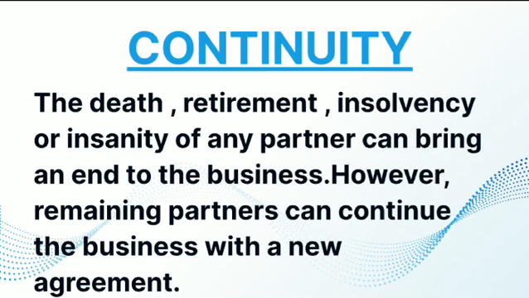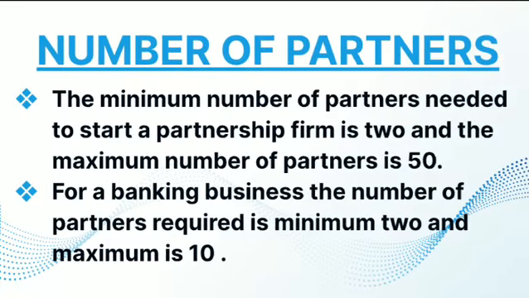But however, they can continue. The remaining partners can continue the business with another new agreement. They cannot continue with the same agreement, but they have to again start with the new agreement with the new ratio of sharing the profits and losses. So continuity means it doesn't have a very long life. It has a life up to the agreement of the partners. Next one is the number of partners.